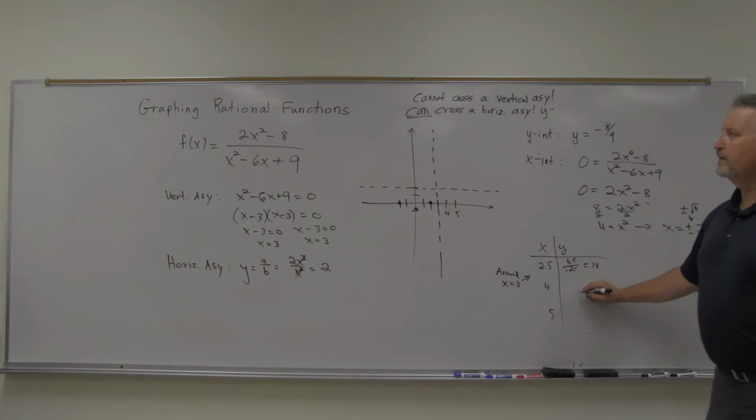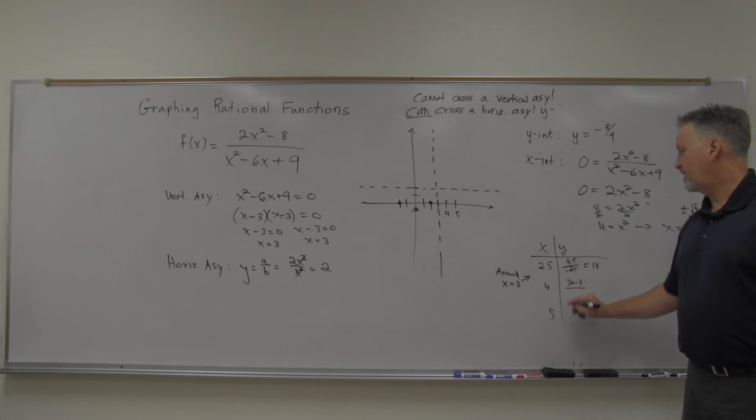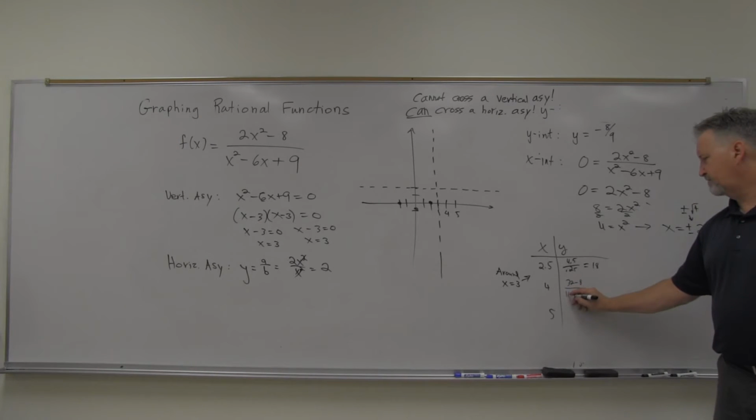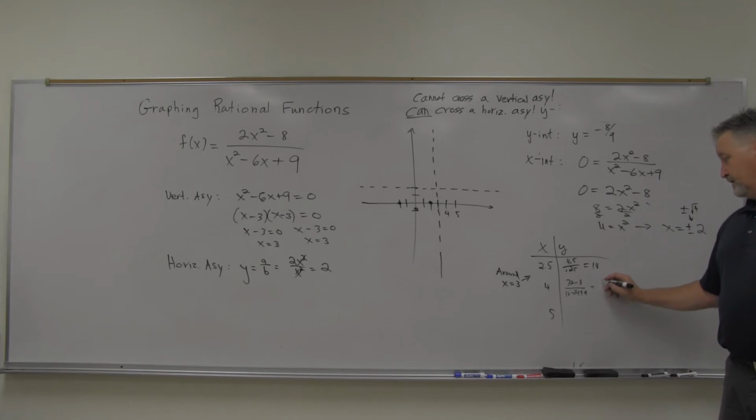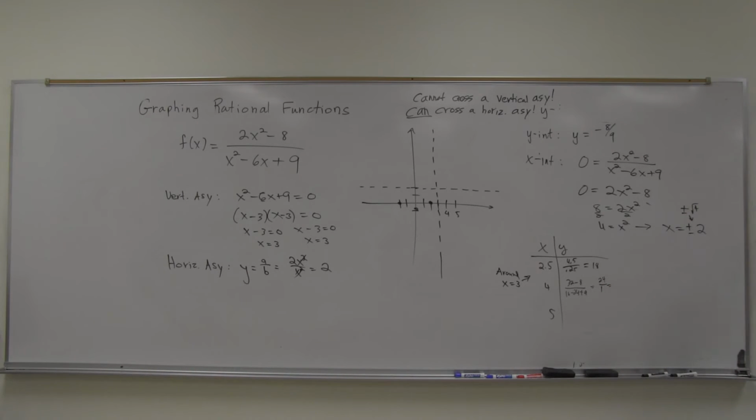And then at 4, a little easier. 32 minus 8 is the top. The bottom is 16 minus 24 plus 9. That's 24 over 1, so 24. Is that right?